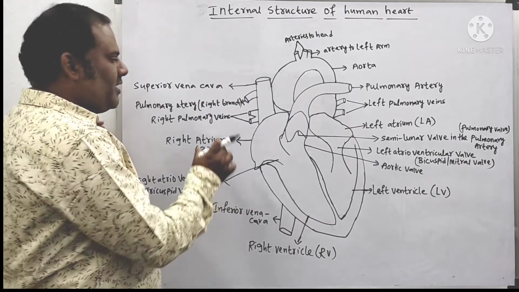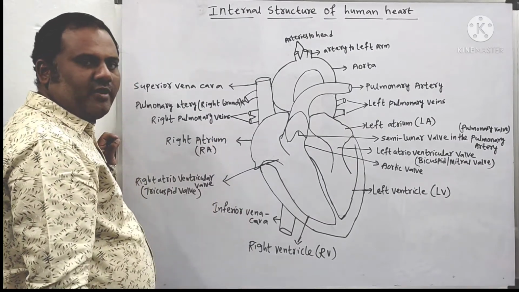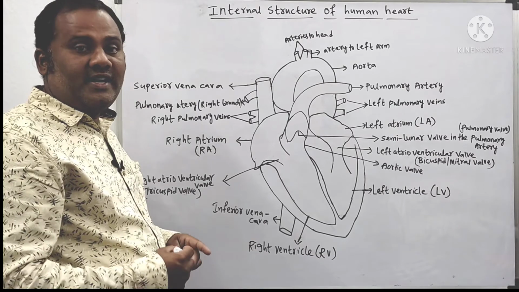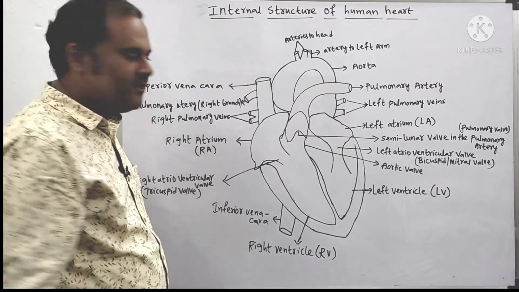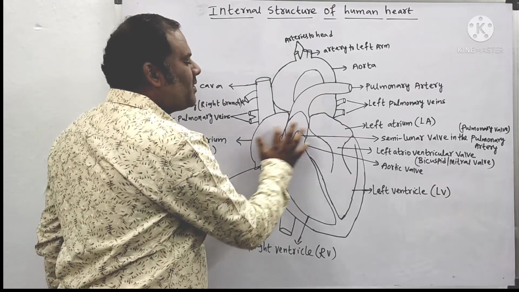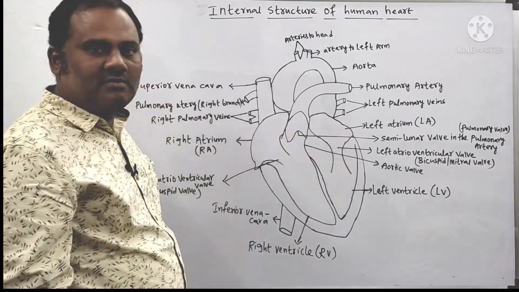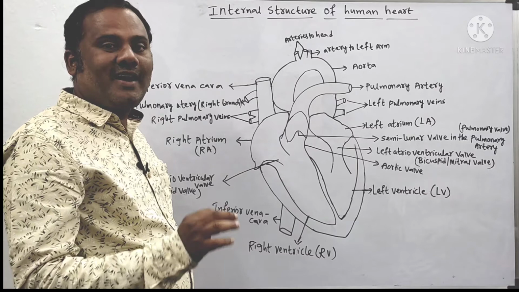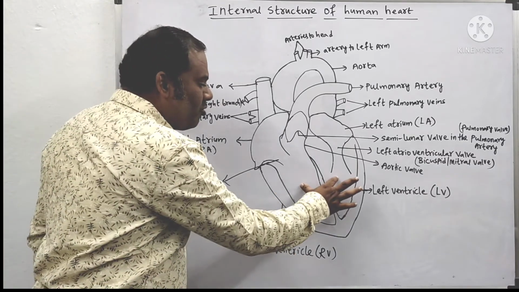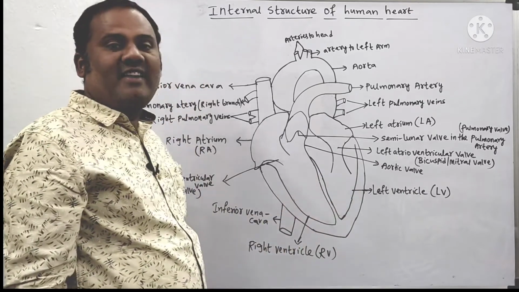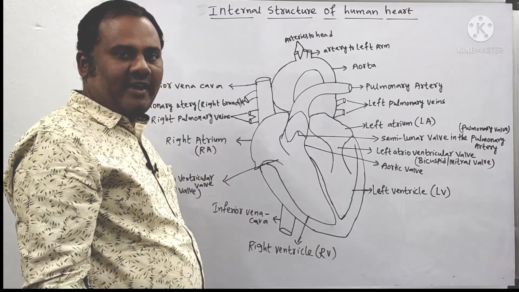See children, if you discuss the internal structure of the human heart, mainly it consists of 4 chambers. How many chambers? 4 chambers. The upper 2 chambers are called auricles, or they are also called atria. And the lower 2 chambers are called ventricles. They are called what? Ventricles.